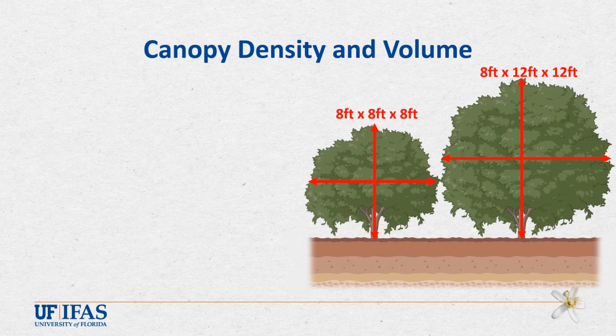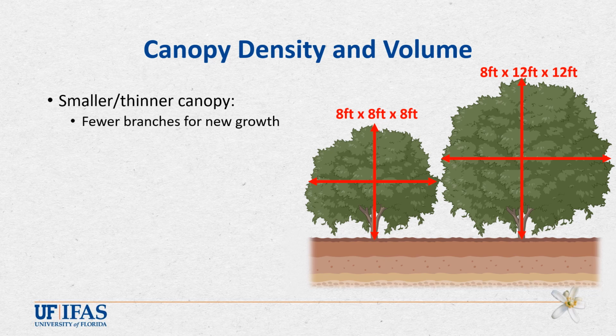In the previous example, we briefly mentioned that vegetative flush increases the photosynthetically active leaf area. This brings us to our next topic: how canopy volume and density affect the carbohydrate balance. This relationship is quite simple. Relatively smaller or thinner canopies have fewer branches, so there's less available wood for new growth. The fewer branches also lead to fewer leaves available for photosynthesis and carbohydrate production. In this way, canopy volume and density largely control carbohydrate production and availability, which in turn affects the degree of flowering.